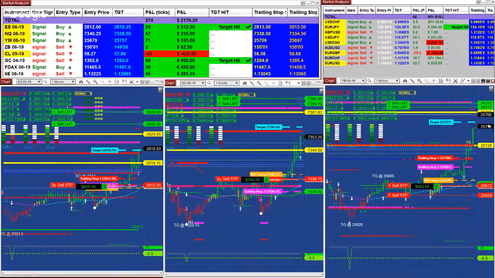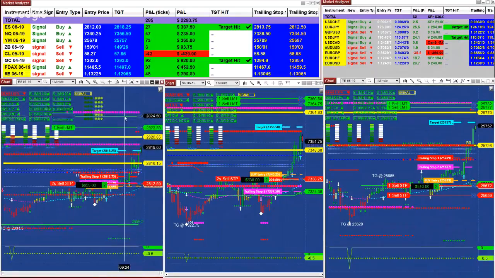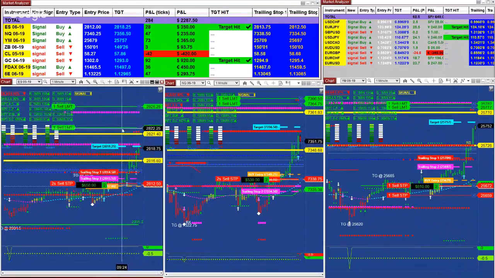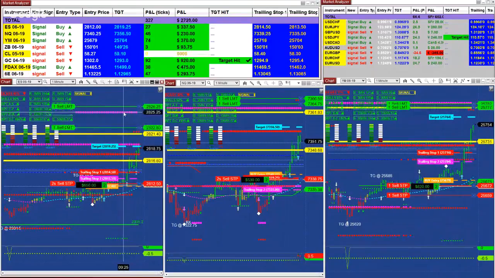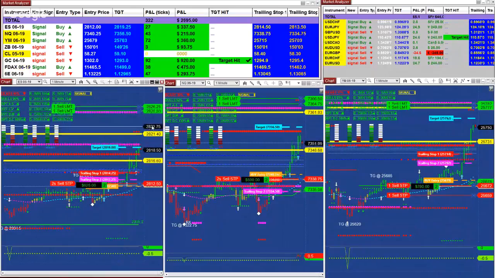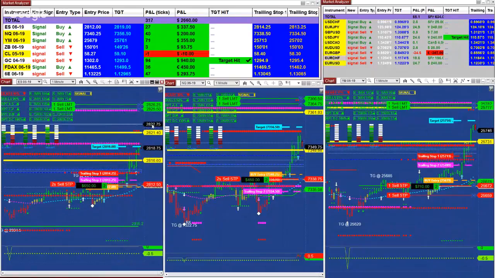And right now we are about to hit the target. We already hit the target on the ES. So it is an extremely strong trend. And I'm using an ATM. I'm not using a fully automated trade. Why are we using an ATM?